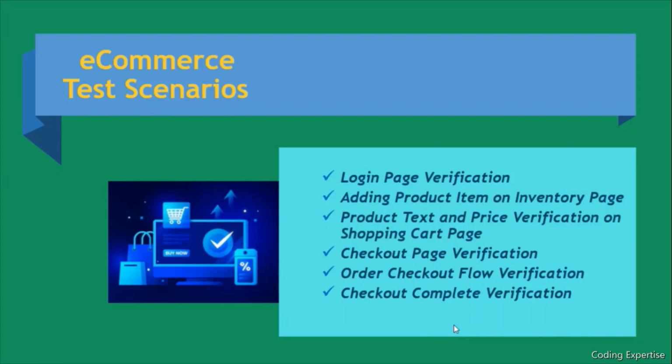These are all the scenarios: login page verification, adding product item on inventory page, product text and price verification, checkout page verification, auto checkout verification, checkout complete verification. I've created an extensive framework with real-time use cases. These are easily understandable use cases, so you don't find any difficulty in learning the Cucumber framework. This framework is like a POC. This sets up the standards, how to use different components effectively to perform efficient automation.